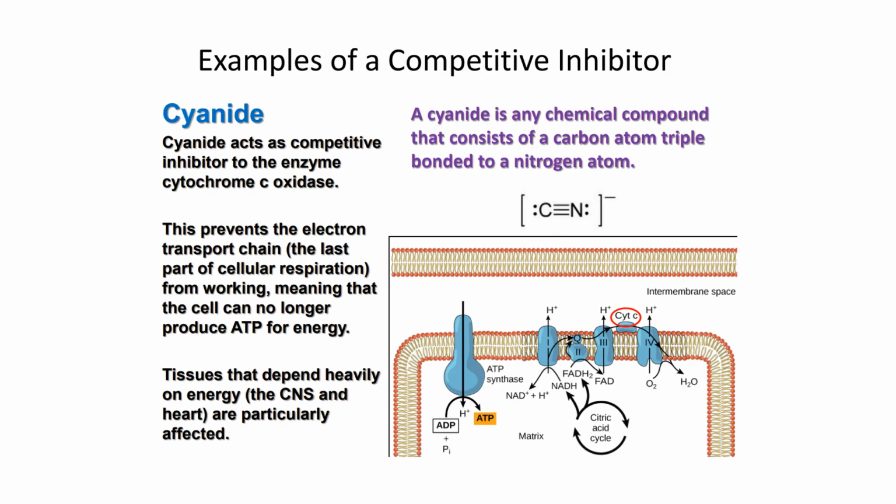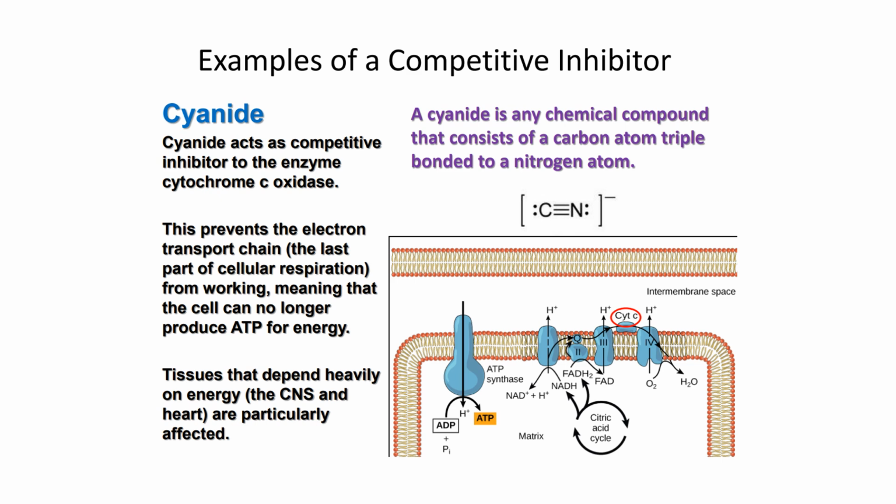Cyanide is an example of a competitive inhibitor. Normally, oxygen binds to the active site of cytochrome C oxidase, which is a key enzyme in the electron transport chain responsible for producing ATP. Cyanide competes directly with oxygen for the same active site. When cyanide binds, it blocks oxygen from attaching, effectively stopping the enzyme function. This causes a halt in cellular respiration, leading to a lack of ATP.